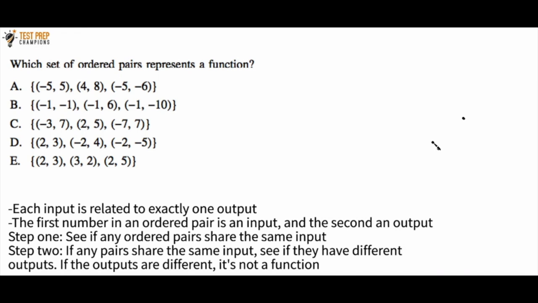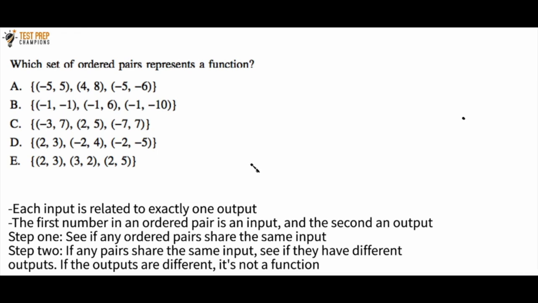All right, so the first number in an ordered pair is an input, and the second is an output. What I mean by this is that if we take any ordered pair, for example -5 and 5, the first number is always going to be the input, and the second number is the output. That's what I mean by the second point here.